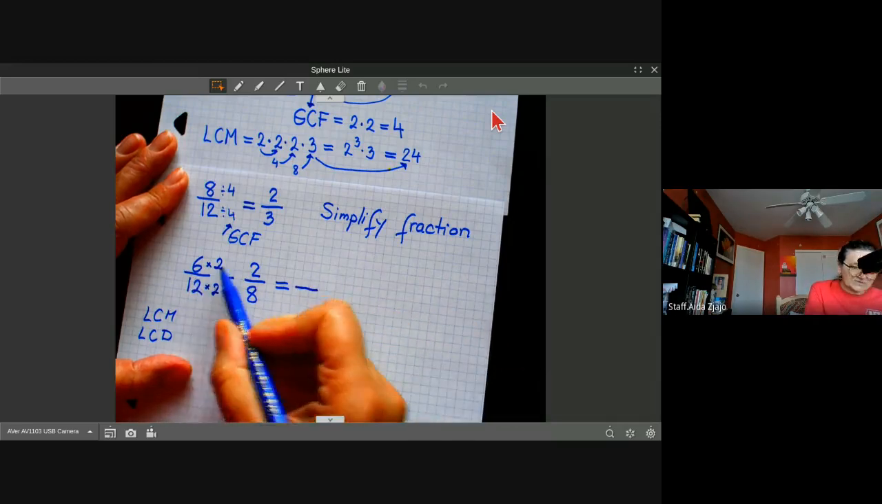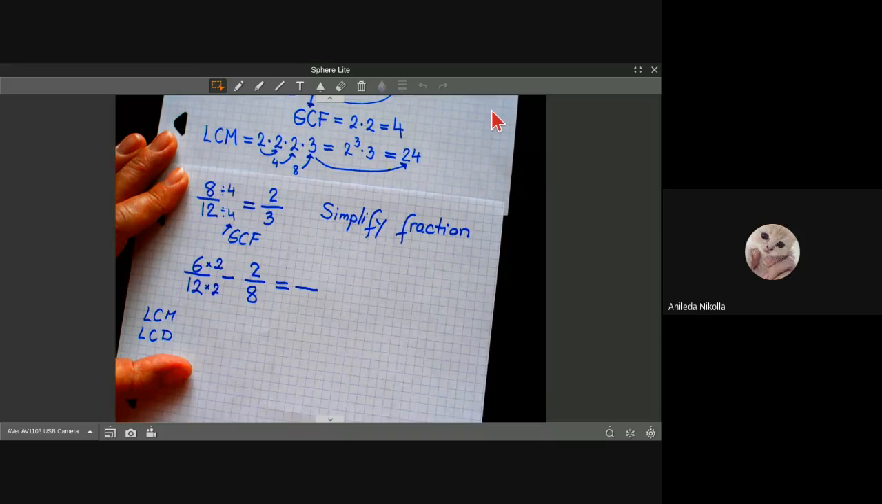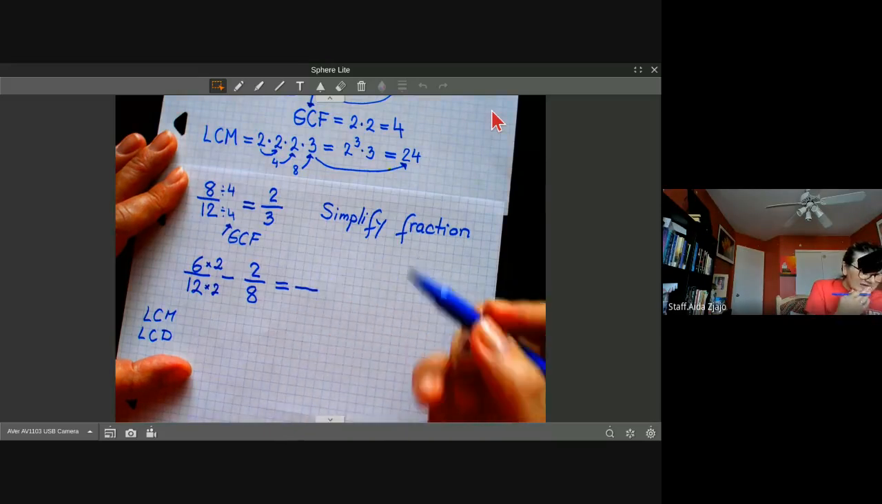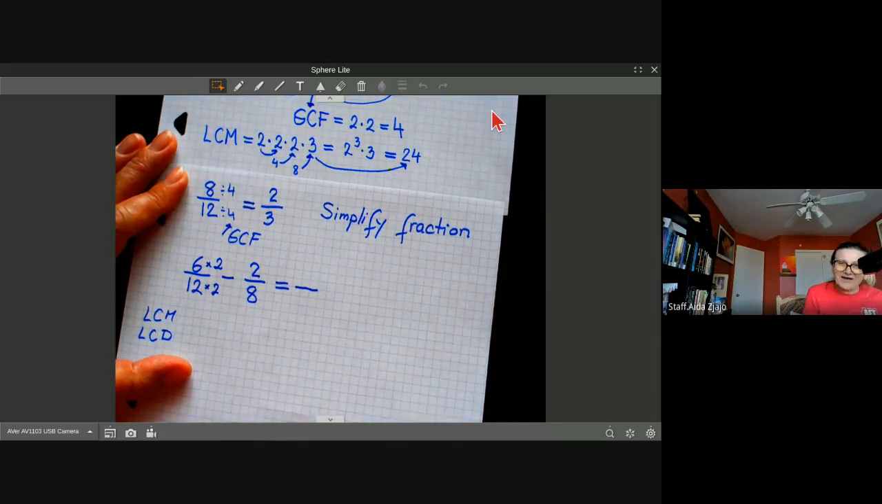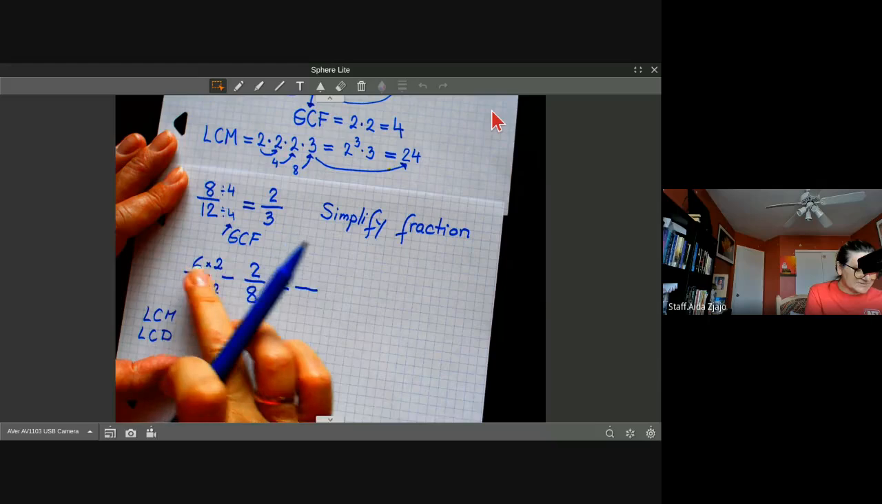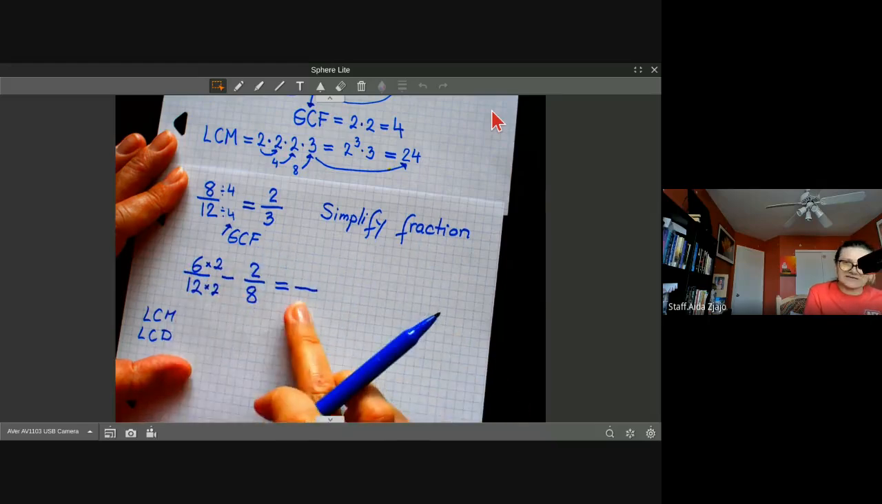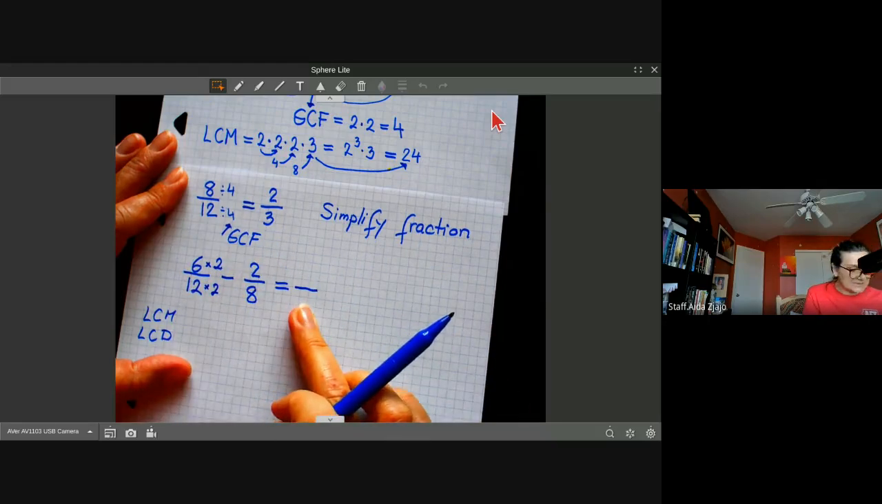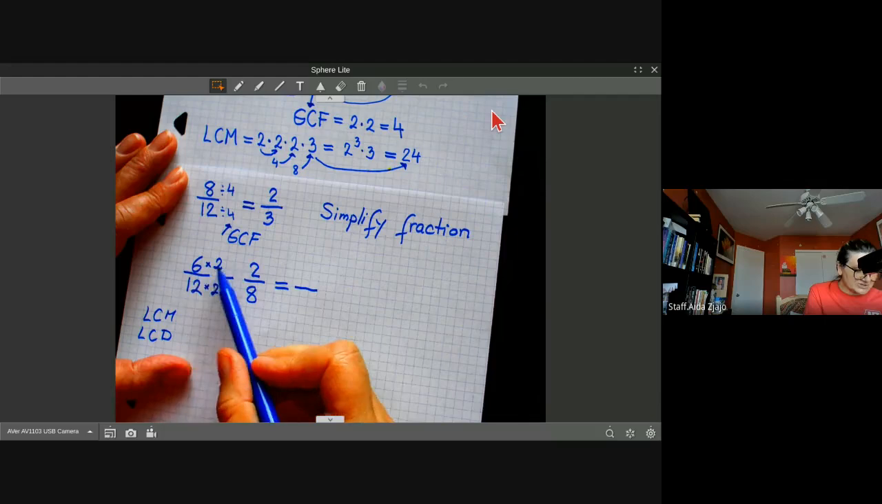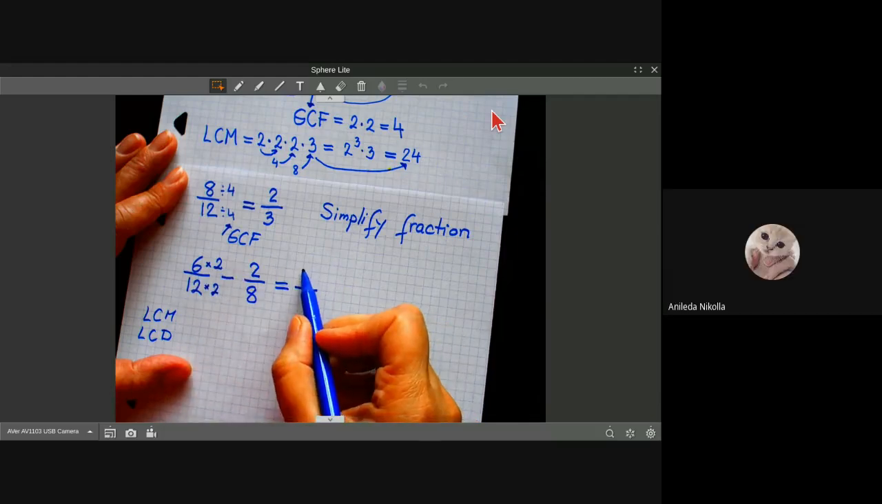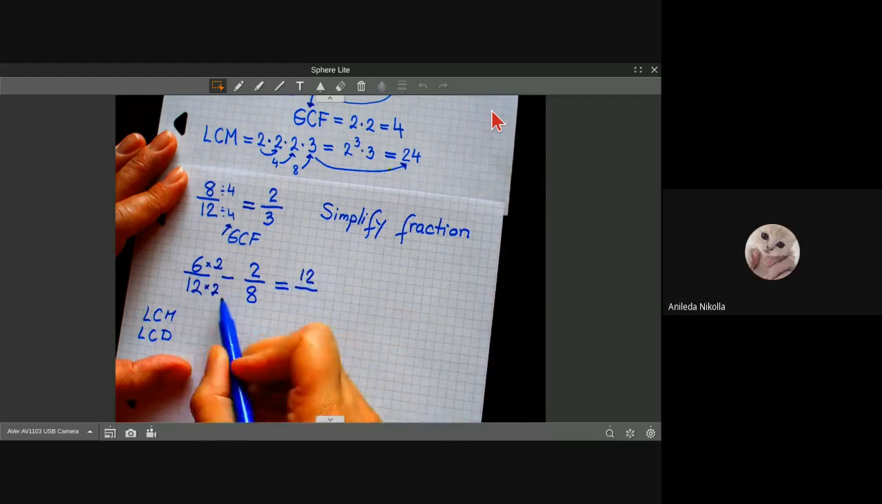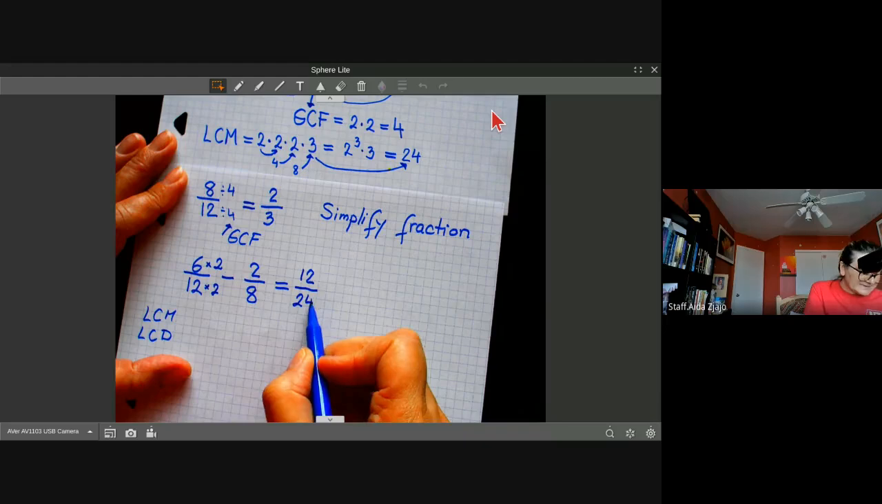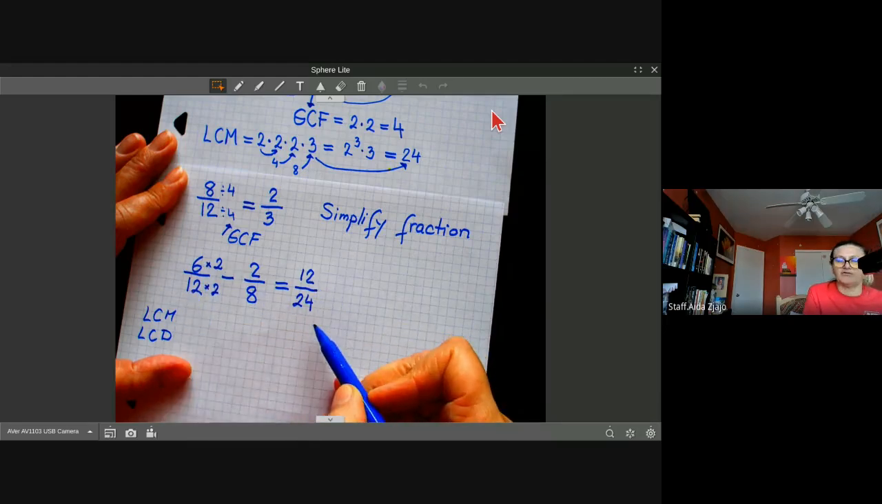What is 6 times 2? Alex, stay with me. 1/2. Okay, but do I need a half? Or do I need 6 times 2? I need to change everything into 24 pieces. So, Anilada, what is 6 times 2? 6 times 2 is 12, and 12 times 2 is 24. So that means 6 twelfths are the same as 12 twenty-fourths.